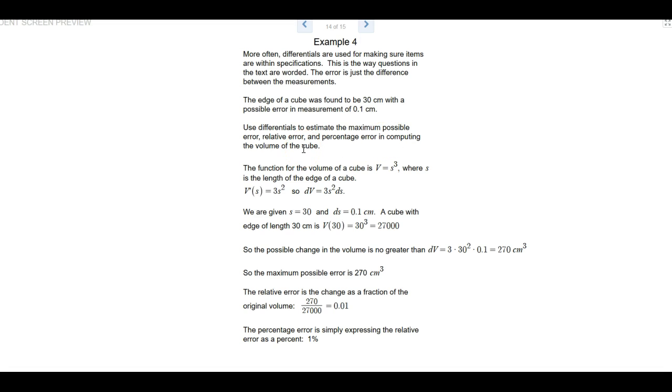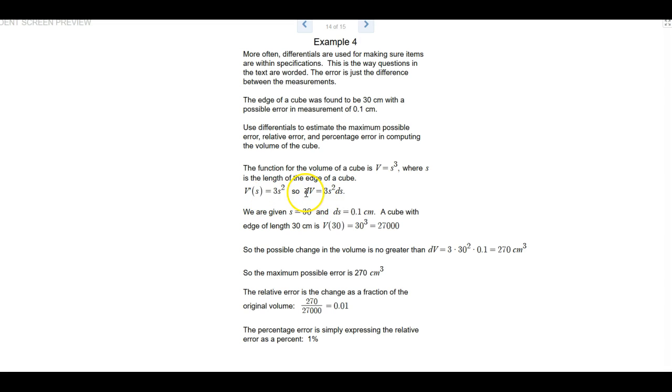So that means we just want to find the differential in the volume for a differential in the x value of 0.1 centimeters. So our dx is going to be 0.1. Our x value is going to be 30. And we're finding dy or dv in this case because we're talking about the volume function. So we start there with the volume function. V is s cubed, where s is the length of the edge of a cube.